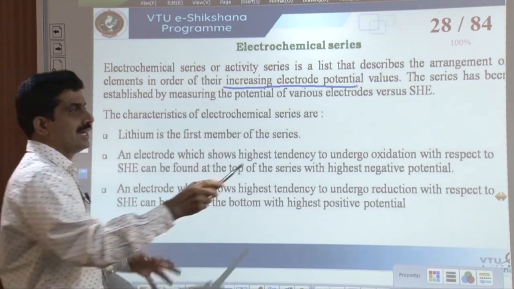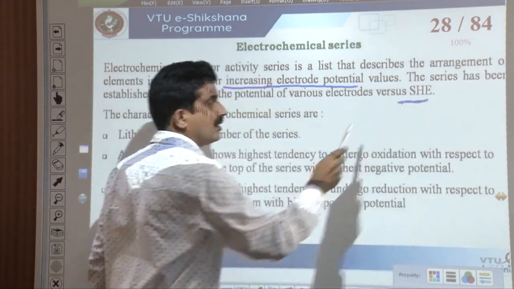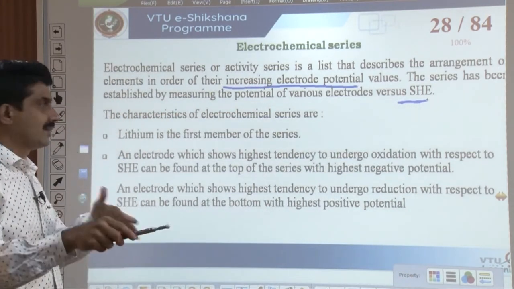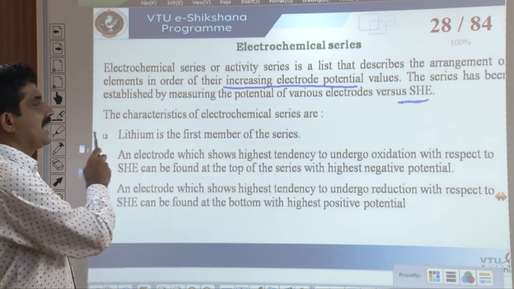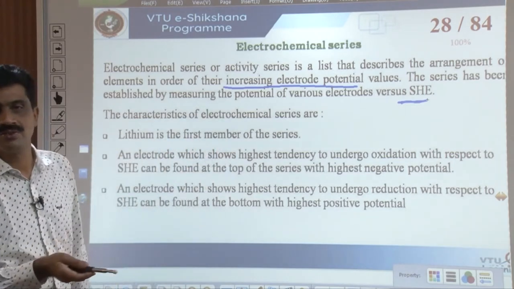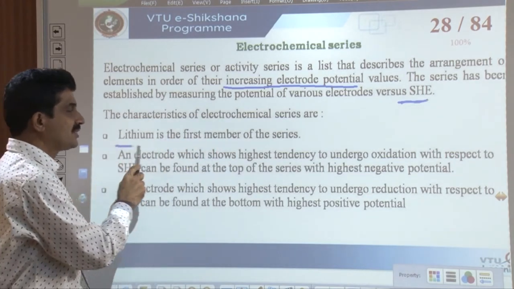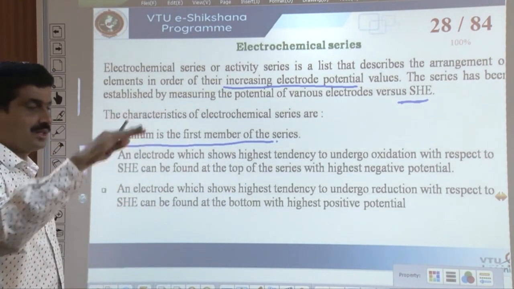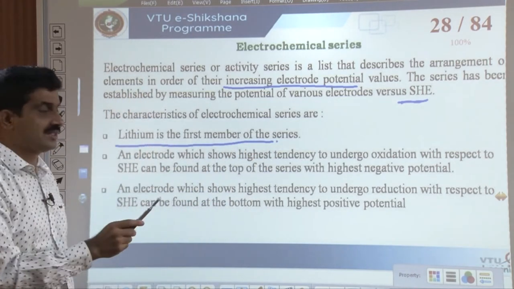The electrodes are connected to SHE, and their potential values have been determined. So, what are the important characteristics of the electrochemical series? Lithium is the first member of the series. Lithium is placed at the top of the series. It is the first member of the series.